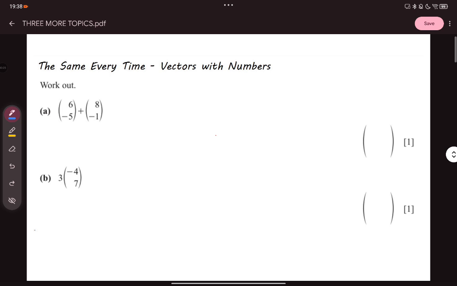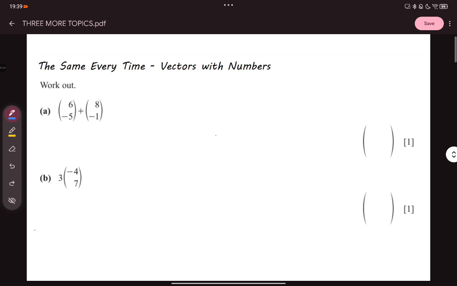There are two different types of vector questions. The vector questions that have numbers in them and the vector questions that have pictures in them. In this particular set of videos, we're looking at vector questions with numbers. So we've got part A, work out (6, negative 5) plus (8, negative 1).